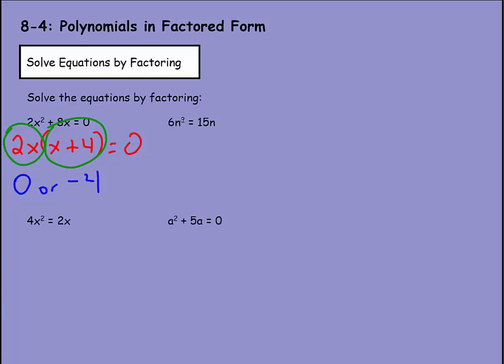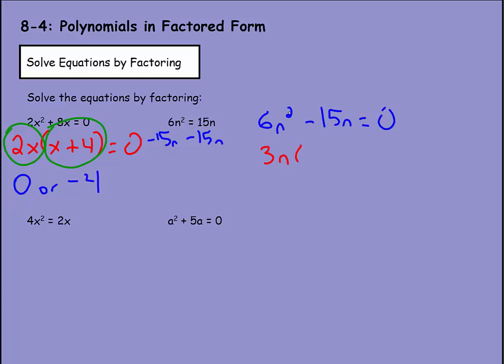Here we have 6n squared equals 15n. You'll notice on this one that there's no equals 0 on the right side or the left side. So what we can do is move this 15n over here by subtracting it from both sides. So now we have 6n squared minus 15n equaling 0. I can factor out 3 out of both of these, and I can also factor out an n. So that leaves me with 3n on the outside.